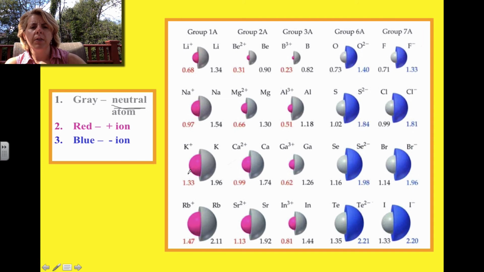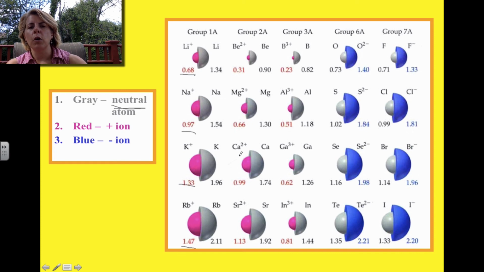Now notice that the size of the cations is actually significantly smaller than the neutral atom. And that makes sense because you removed electrons. So you're stripping away that outer layer of electrons.